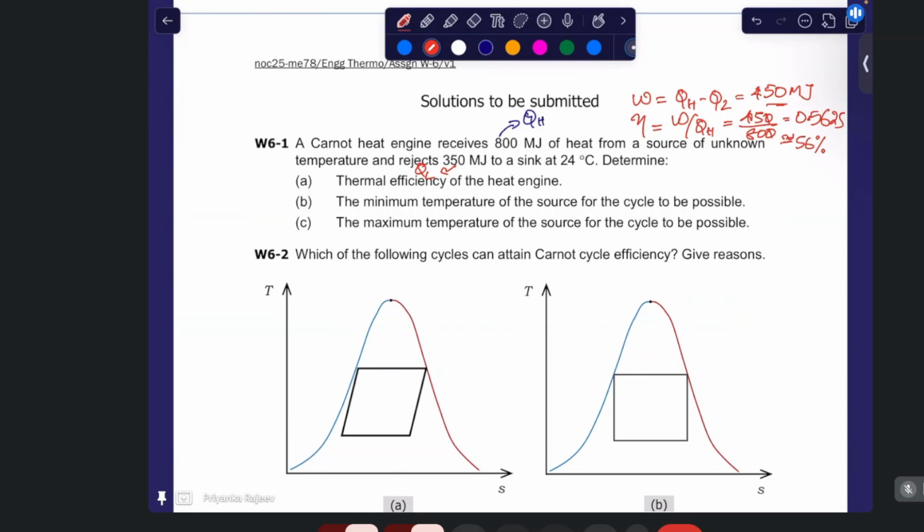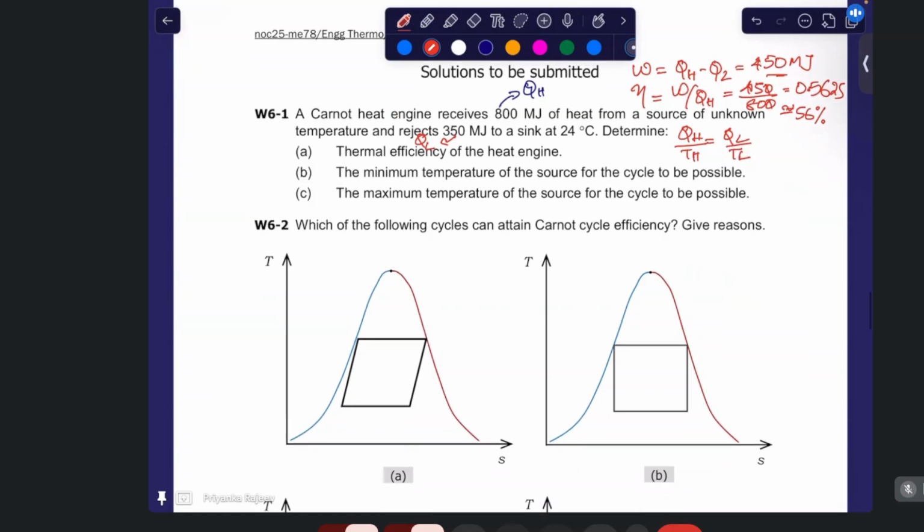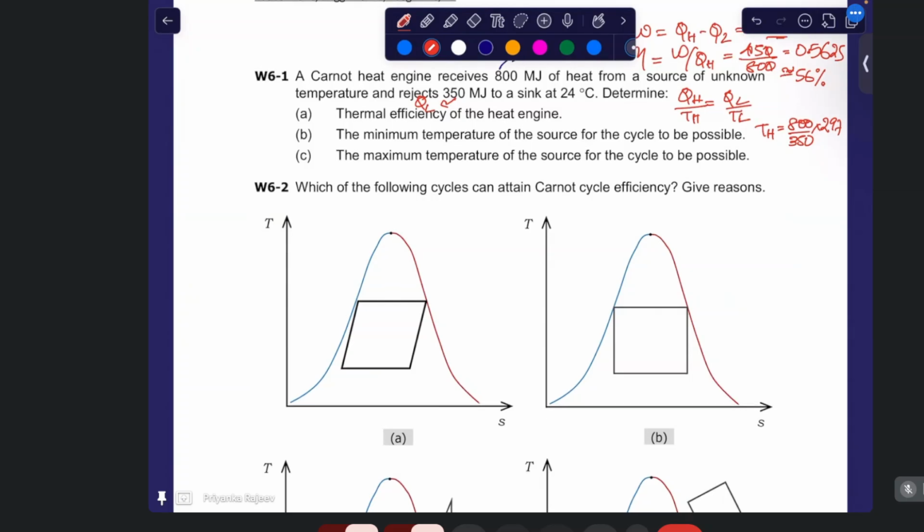Now for temperatures, you have to check this one. QH by TH equals QL by TL. This TL is given as 24. So TH equals 800 by 350 times (24 + 273) equals 297, so approximately 600 something will be coming. You can check that. In Kelvin we will be getting TH.